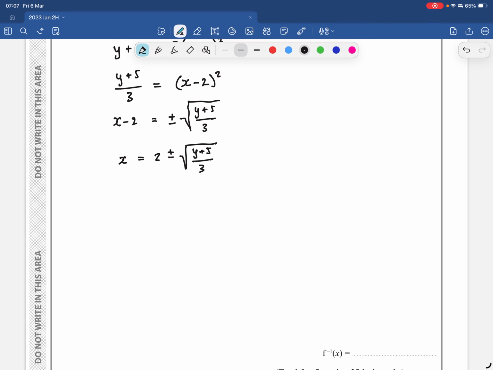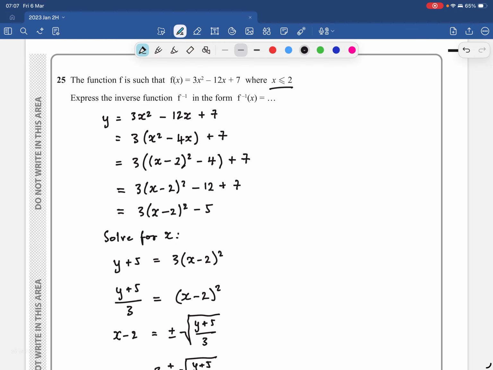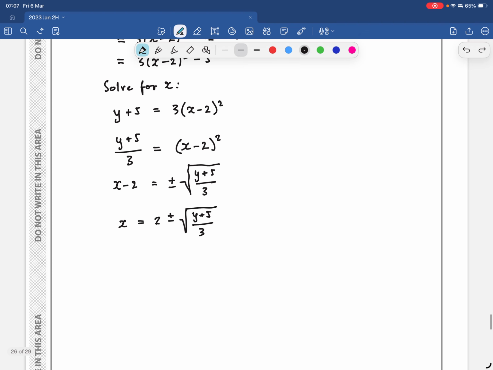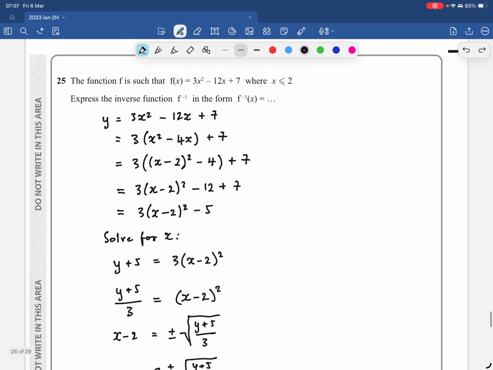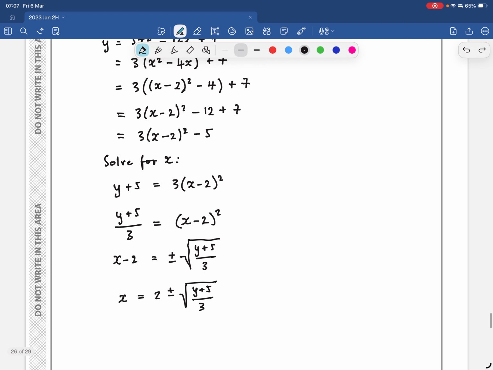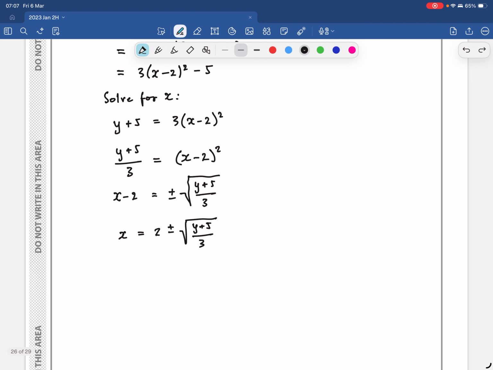But looking at the question, it's asking me only for the function that only exists for x less than or equal to 2. So I want to reject here the solution that gives me a value greater than 2. And since I've got a 2 here, I only want to keep the minus part. The plus part is going to give me values that are not in the domain of the original function.